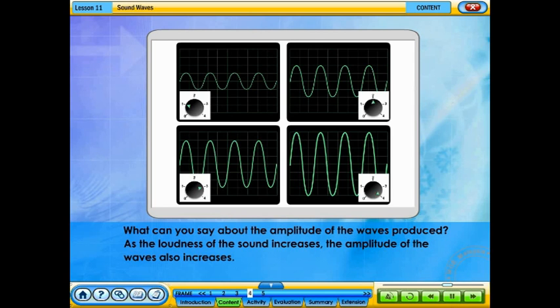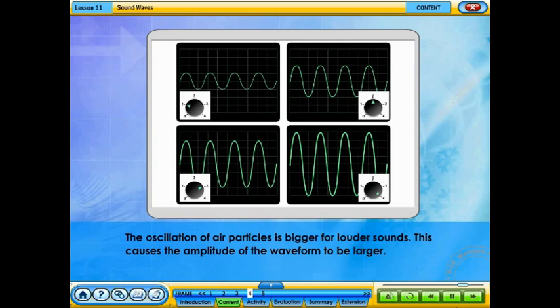As the loudness of the sound increases, the amplitude of the waves also increases. The oscillation of air particles is bigger for louder sounds. This causes the amplitude of the waveform to be larger.